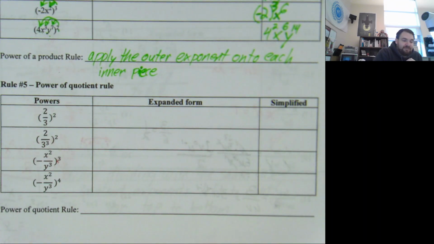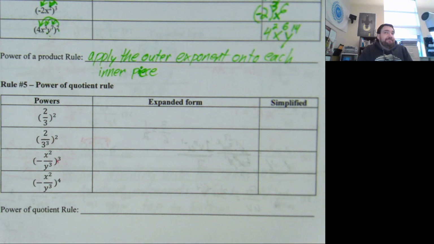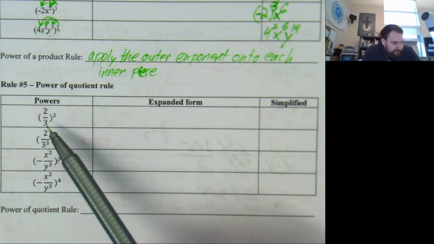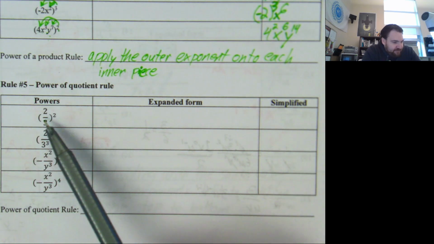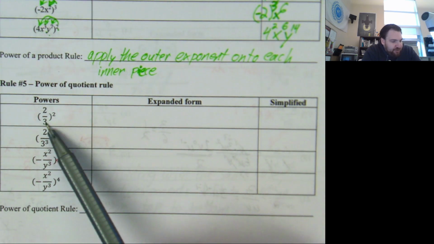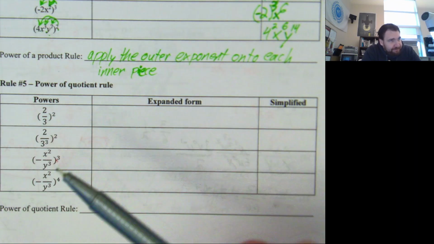Hang with me here. This rule we actually did kind of look at on the first day. We looked on the very first day, we talked about what it was like to put fractions to exponents. And without really talking about it, we did this. What is 2/3 squared? What does that mean to square something?